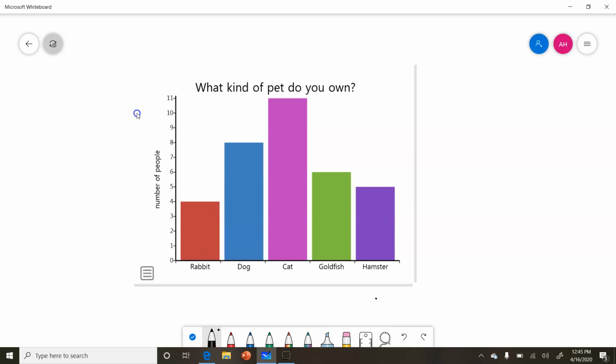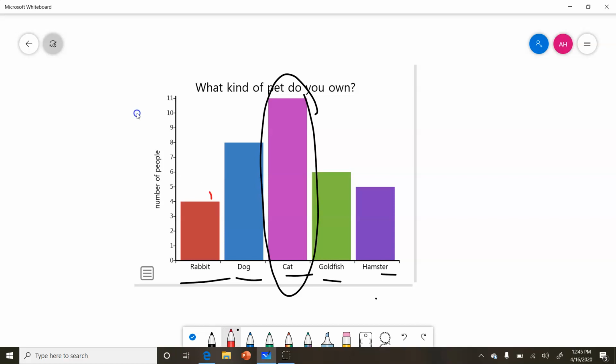Okay, what would you guys say? Which one of these is the most popular based on this? Well, it's the tallest one. We'd say the cat is the most popular. What if we said which one is the least popular? Well, that's also easy. We just come over here and choose the smallest one, which is rabbit. Okay, you guys can definitely do this. It's just interpreting the graph.